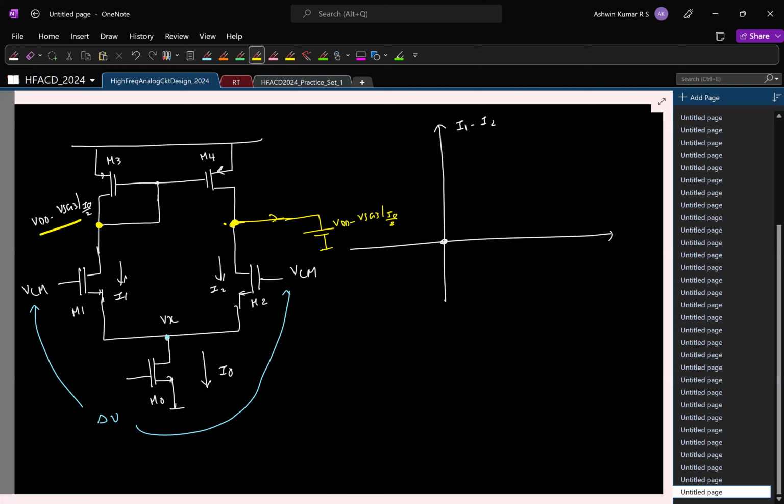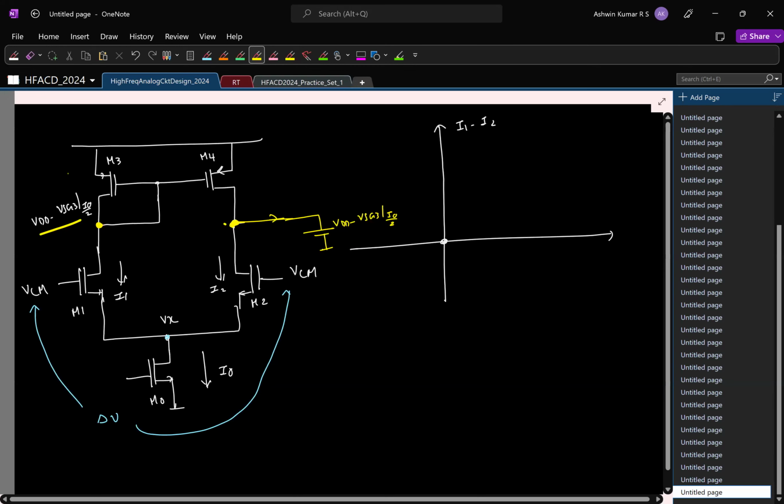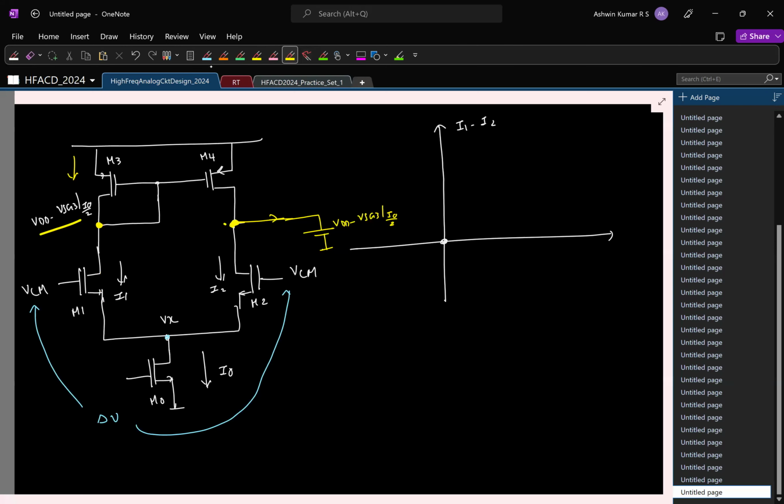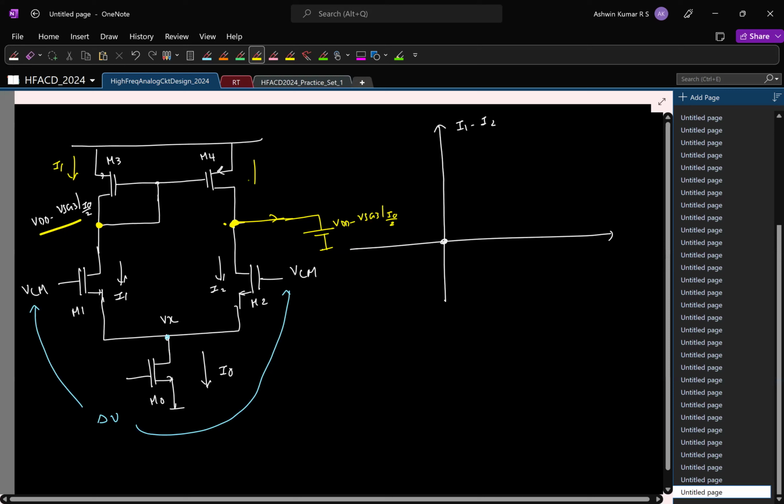If you are given an OTA and asked to measure the short circuit GM, this is what you would do in the lab. And now we can see, what is the current flowing here? If the current here is I1, what is the current here? What is the current here? So what is the current flowing out?